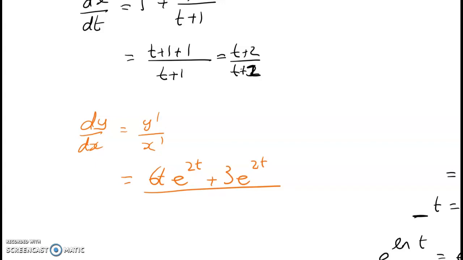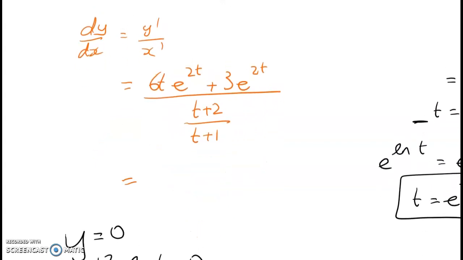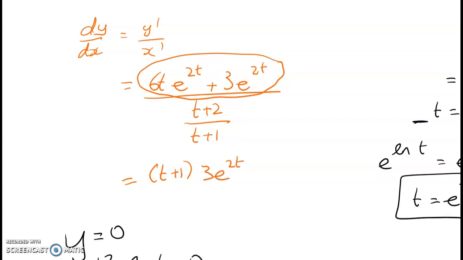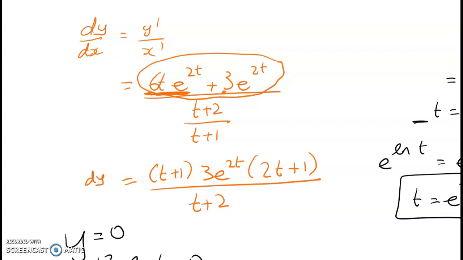Okay, so dy by dx is y dash over x dash, which gives us 6t, this thing here, and now we're dividing by t plus 2 over t plus 1. Cleaning that up gives me t plus 1, and I'm also going to do some factorising here. t plus 1 times 3e to the 2t, I'm taking out my highest common factor here, times 2t plus 1. So that's my expression for dy by dx.